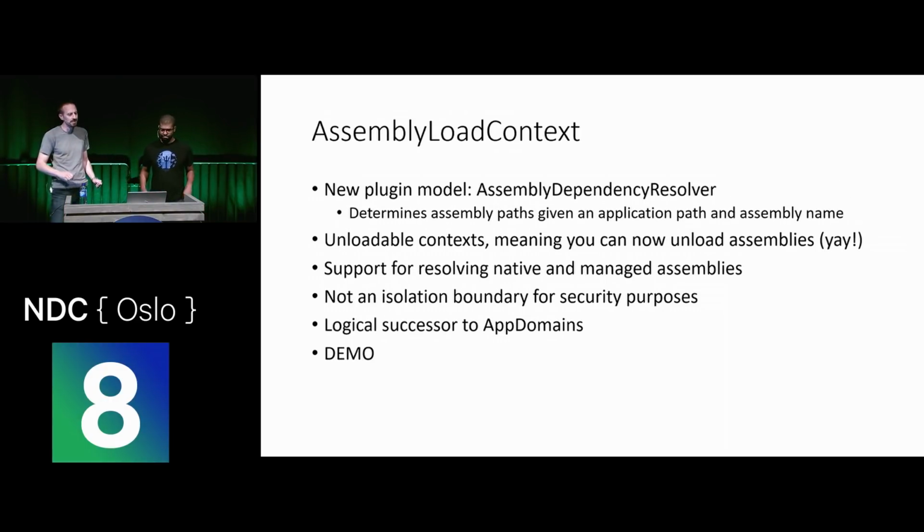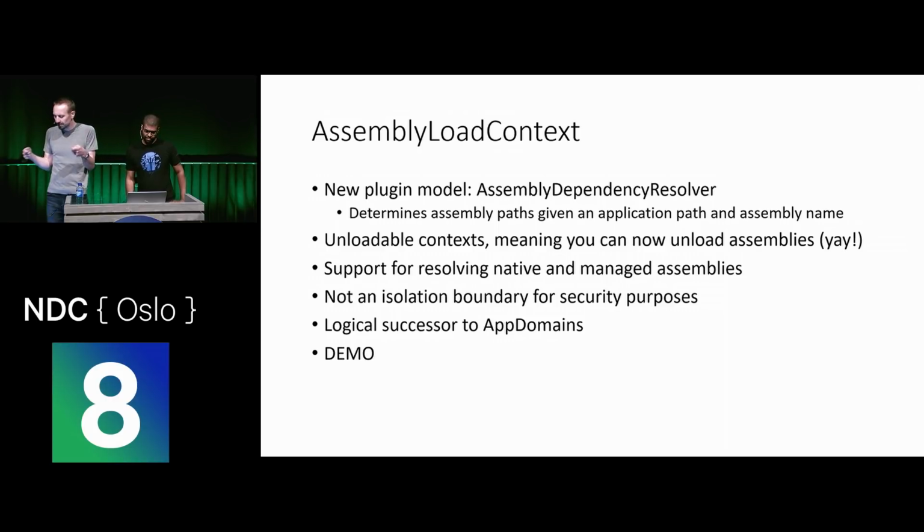All right, moving on. AssemblyLoadContext. This is a new API. It was available in previous versions of .NET Core, but it's much more powerful now. You can use this to build a plugin model. Who's ever used app domains before to build plugin models and applications? Okay, that's fantastic. App domains don't work in .NET Core. They're not there. So this is the replacement for app domains.